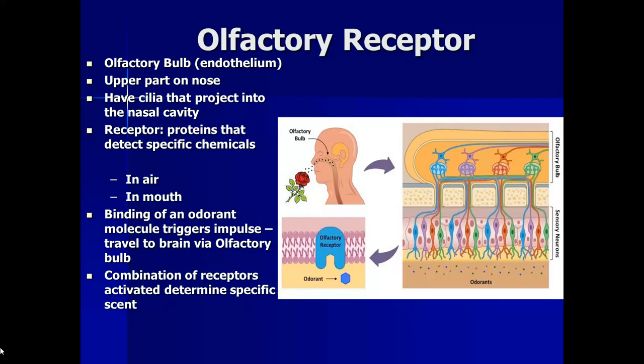So when you bind an odorant, a molecule triggers an impulse that travels to the brain via the olfactory nerve, which is one of your cranial nerves that goes right to the brain. The combination of olfactory receptors determines the scent perceived by the brain.